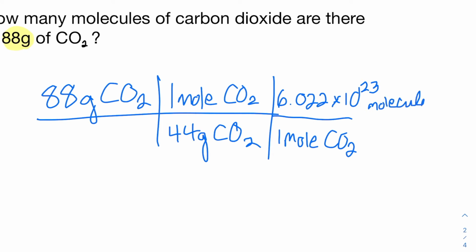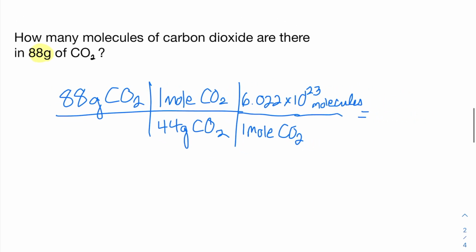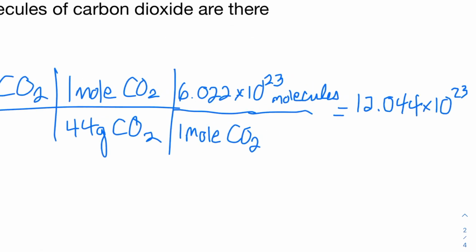Sneak that in here so we don't run out of room too terribly much on this. And then now we do our calculation. So 88 divided by 44 is 2 times 6.022. That would be 12.044 times 10 to the 23rd molecules of CO2.